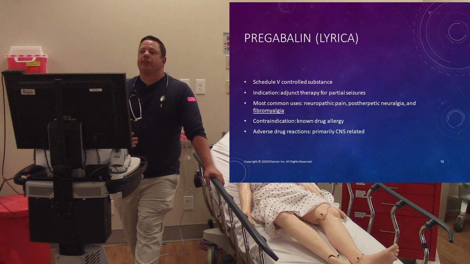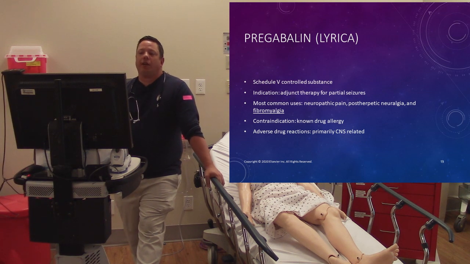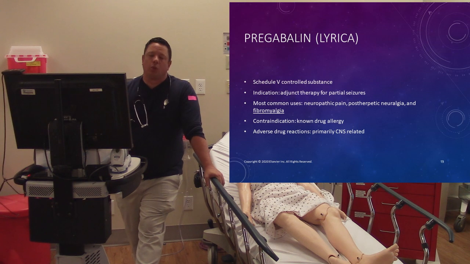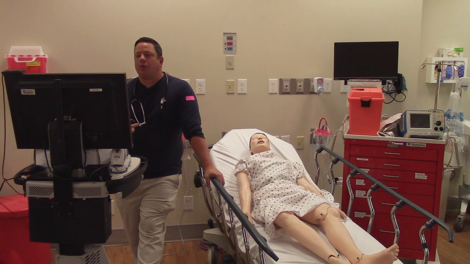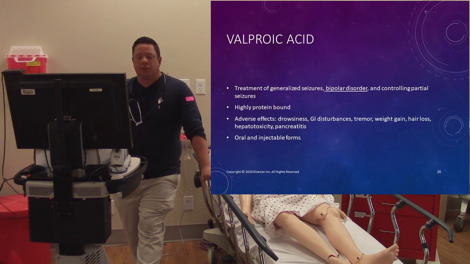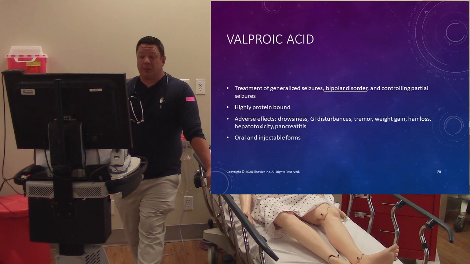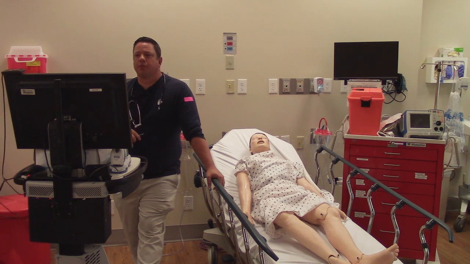And then valproic acid, we talked about this one. This one treats generalized seizures, but it also treats bipolar disorder. We're going to see this when we talk about our psych meds. And it controls partial seizures, highly protein bound. Adverse effects of valproic acid are going to be drowsiness, GI disturbances, tremors. That's huge. With valproic acid, they always ask for somnolence and also tremors. But this medication may cause hair loss, hepatotoxicity and pancreatitis. You need to keep an eye on your liver enzymes with this medication. And it does have oral and injectable forms.